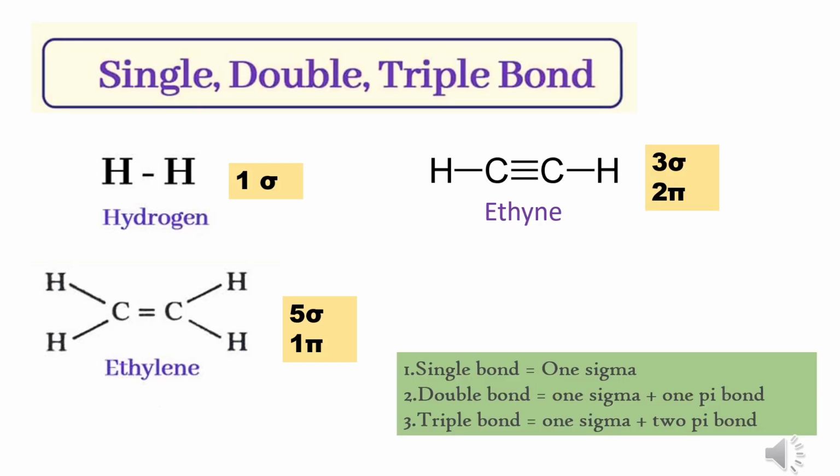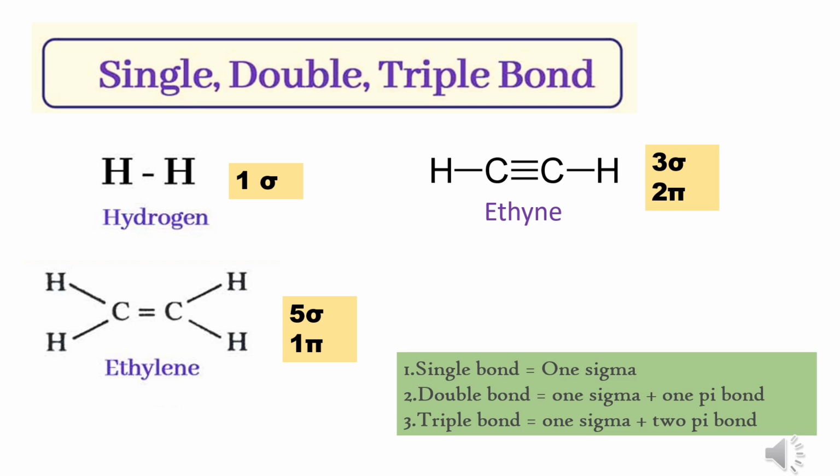Now let's take some examples. Take the case of hydrogen. In hydrogen we can see there is a single bond. So a single bond means it is a sigma bond. So in the case of hydrogen there is only one sigma bond. Now in the case of ethylene, we can see there are four single bonds and one double bond. As I said earlier, a double bond consists of one sigma and one pi bond. So in total we get 5 sigma bonds and one pi bond.